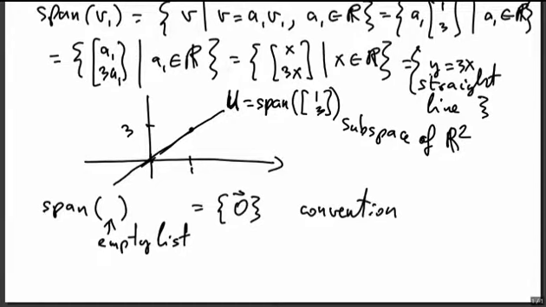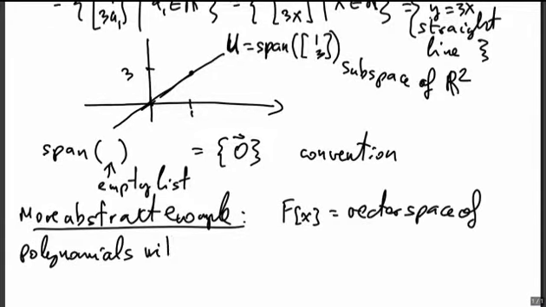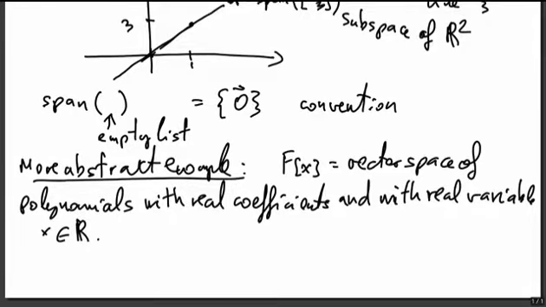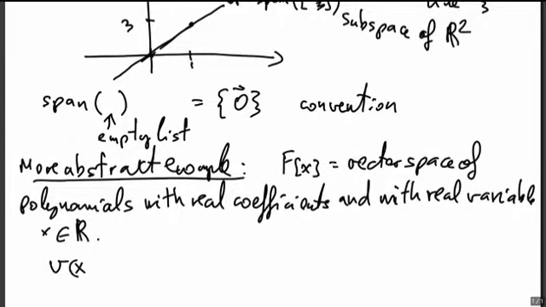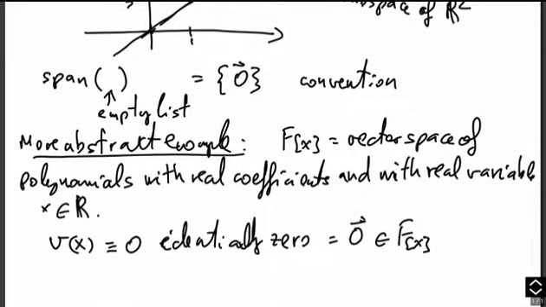A more abstract example we had before is this F(x) space, the vector space of polynomials with real coefficients and with real variable x. By real I mean from the set of real numbers. And then we had before that one vector, it's actually a polynomial, the identically zero polynomial, that would play the role of the zero vector in this vector space of polynomials.